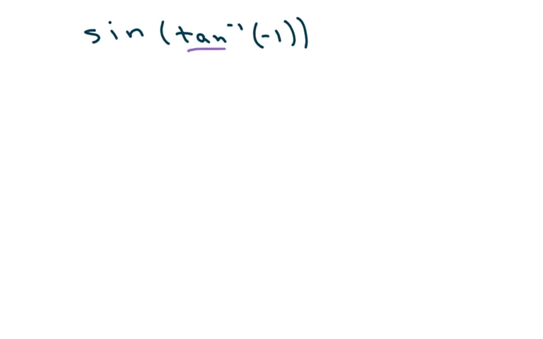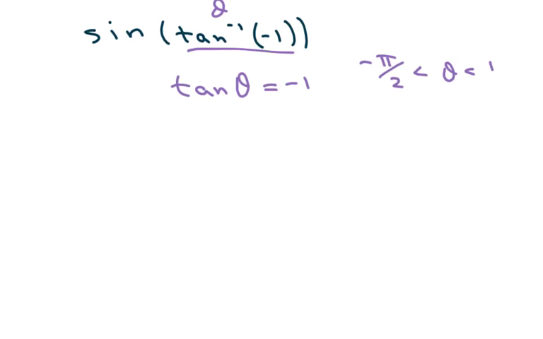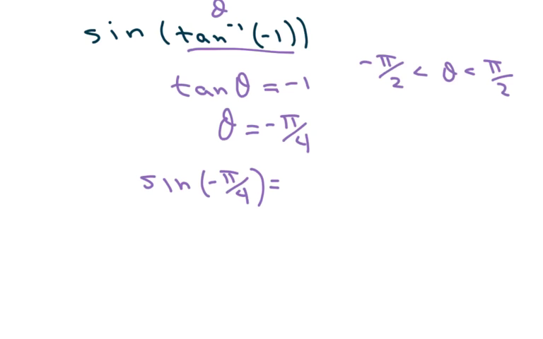And now this one, I am going to worry about the restrictions a little more. We have tan of our angle equals negative 1. And our restrictions are quadrant 1 and quadrant 4. So it's going to be negative. So I know my angle is negative pi over 4. So we do sine of negative pi over 4, and sine of negative pi over 4 is going to be negative square root of 2 over 2.